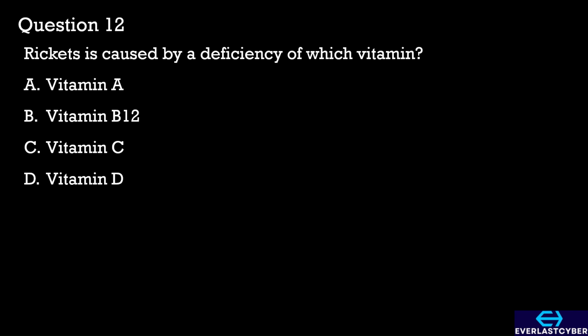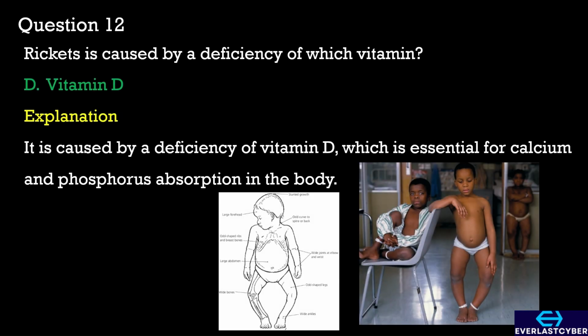Vitamin B12 is important for red blood cell formation and nerve function, and a deficiency of it does not cause rickets. Vitamin C prevents scurvy and is essential for collagen formation. Vitamin D, on the other hand, is essential for calcium and phosphorus absorption in the body, and a deficiency of this is what causes rickets. So our answer here is option D.